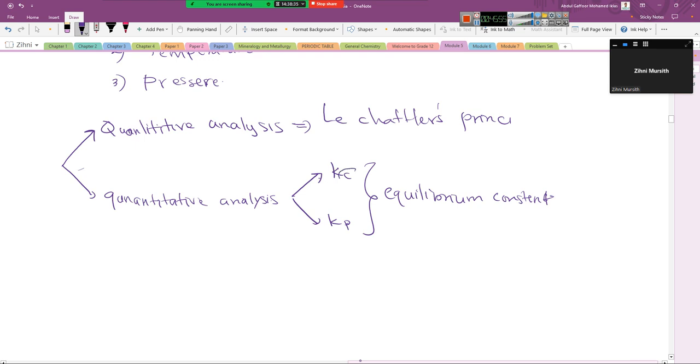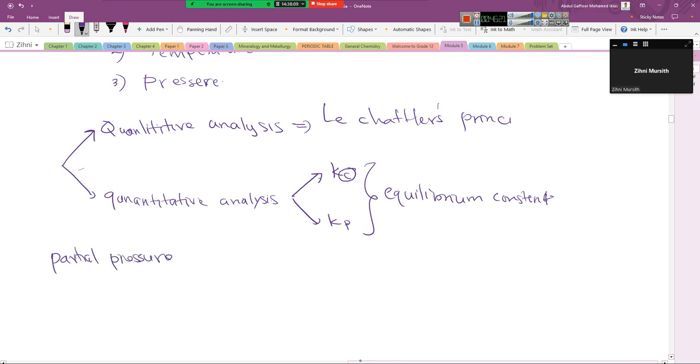Now this subscript C stands for concentration. So the first equilibrium constant is associated with concentration, which means in the equation of this equilibrium constant we will have the concentration of reactants and products. And the second equilibrium constant is associated with pressure, partial pressure. So do you know partial pressure?